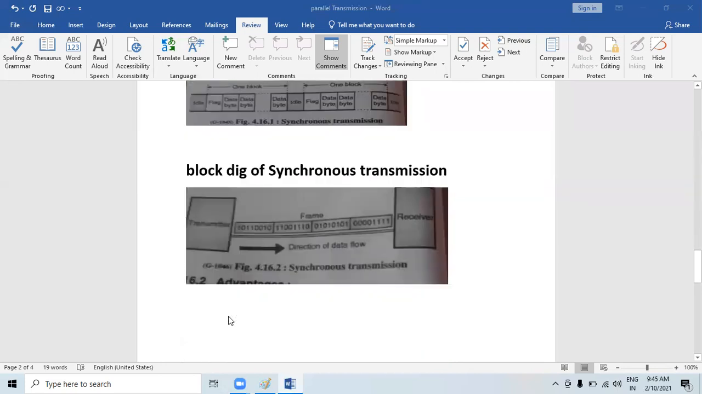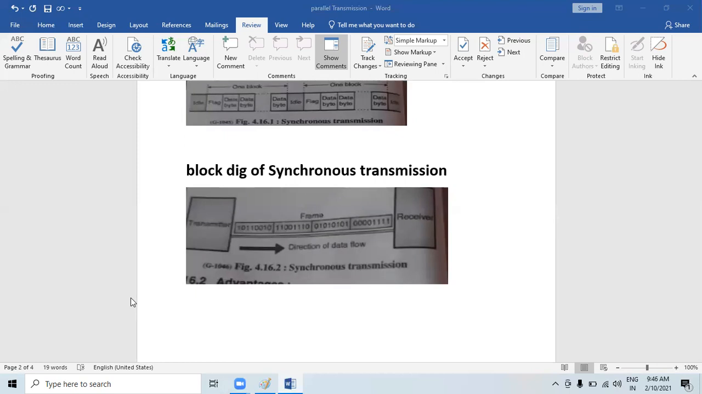So this is the block diagram of synchronous transmission. In this diagram, you can see the block scheme of synchronous transmission. Note the absence of gaps and start-stop bits. So the advantage of this is that the speed of transmission is much higher than that of asynchronous transmission. This is due to the absence of gaps between the data units and the absence of start-stop bits. Start and stop bits are not needed anymore.